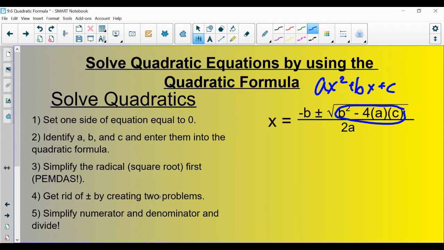Then you're going to get rid of the plus or minus by creating two problems. So one with the plus, one with the minus, and then look and see if there's any simplification of your numerator and denominator that you can do.